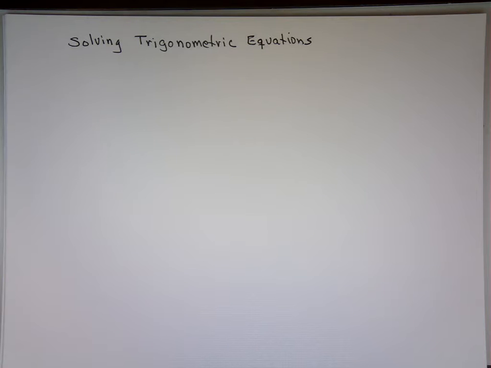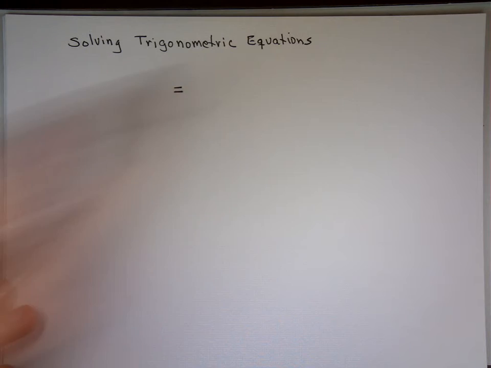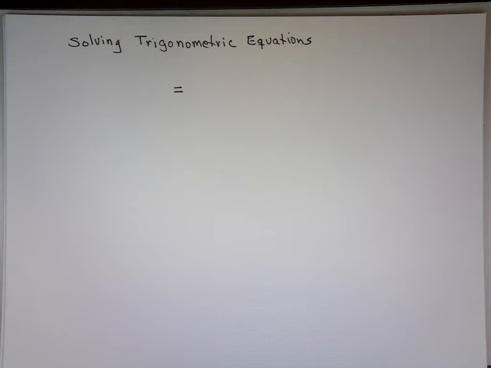So we're saying we have an equation. That means you're going to have an equal sign in it. You're going to have a left side and a right side. And let's take an equation.